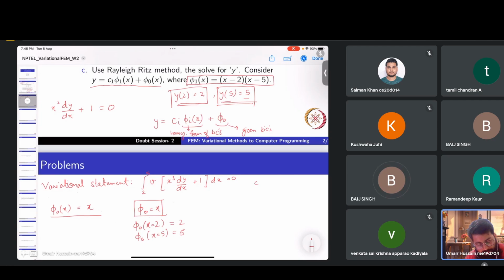So phi 1 at x equals 2 should give 0, and phi 1 at x equals 5 should give 0. That is how, in the question, they have already defined phi 1 here. Okay, let's proceed. So we can choose phi naught equals x, right?